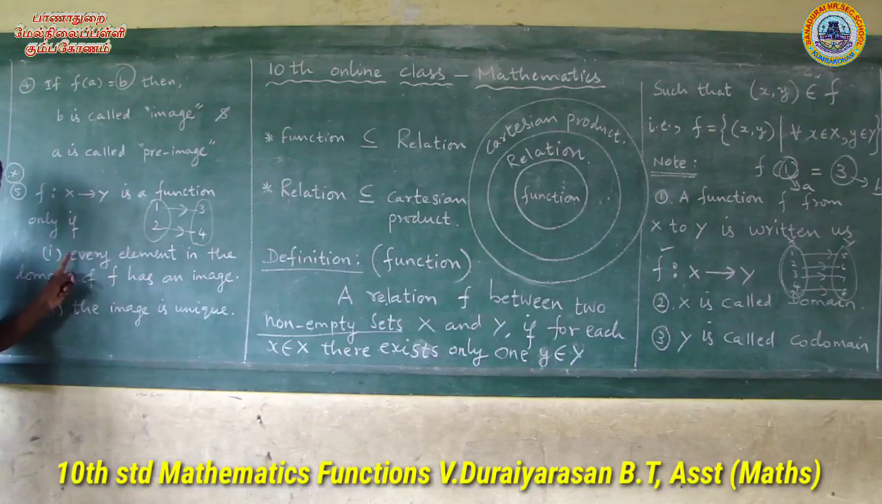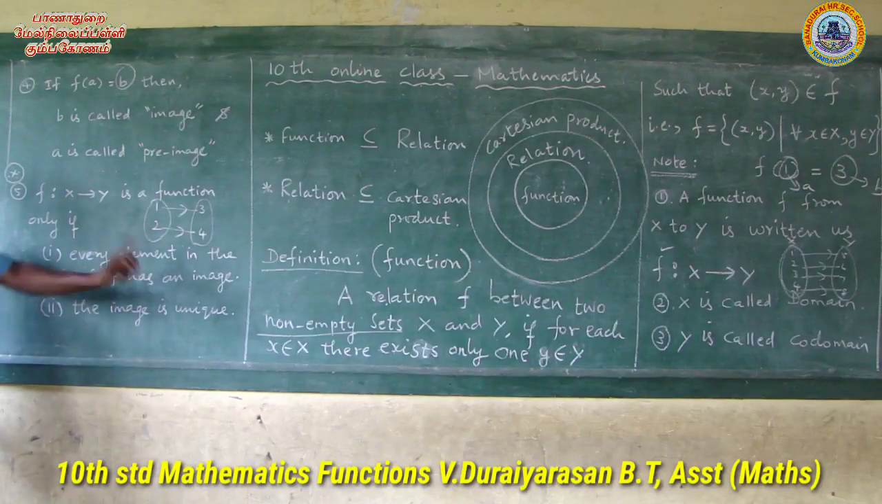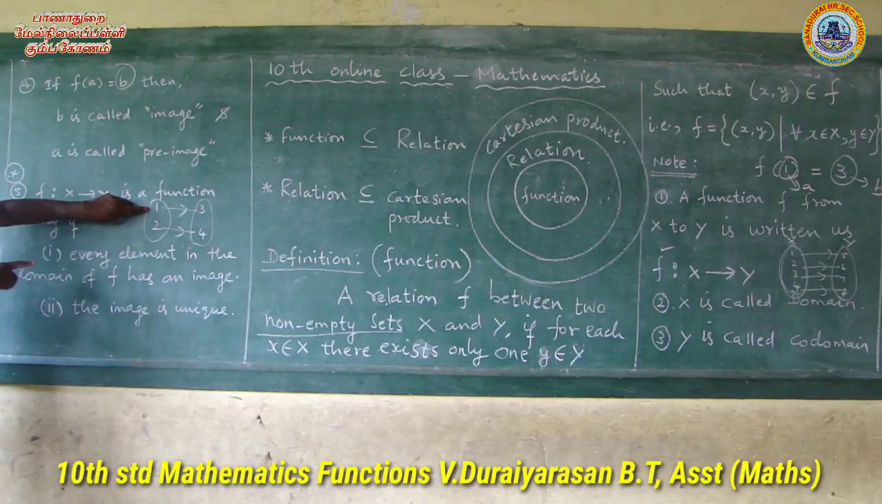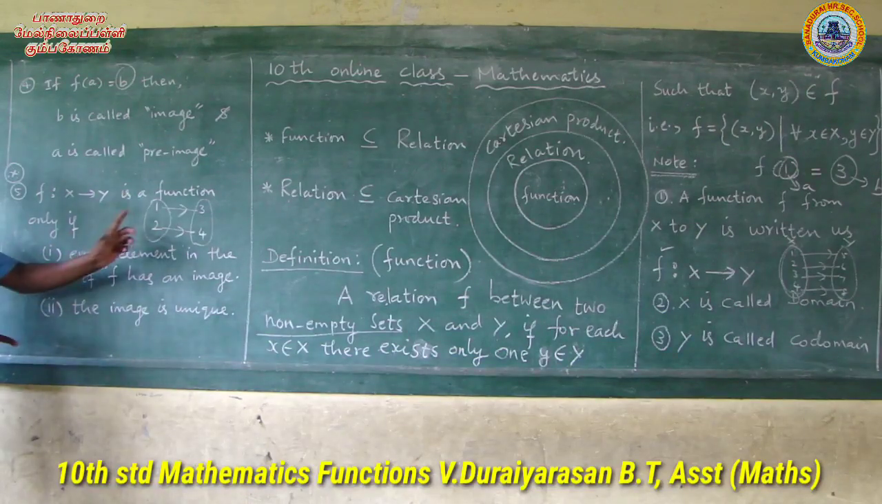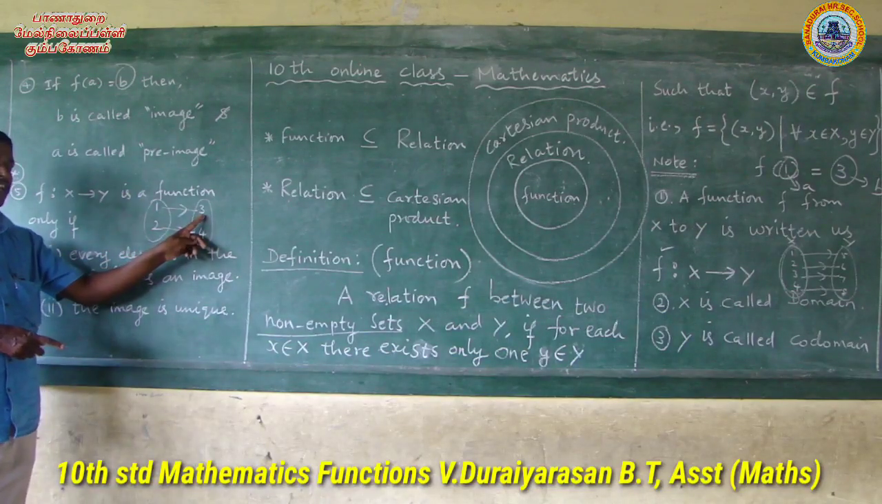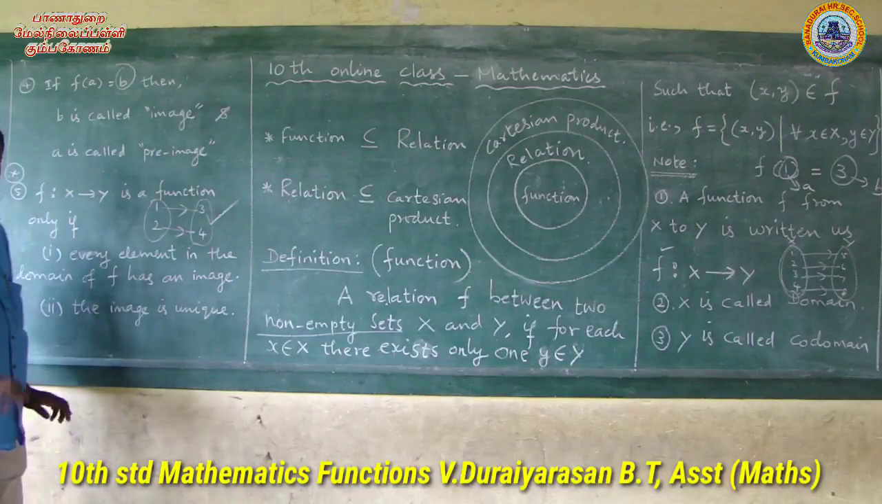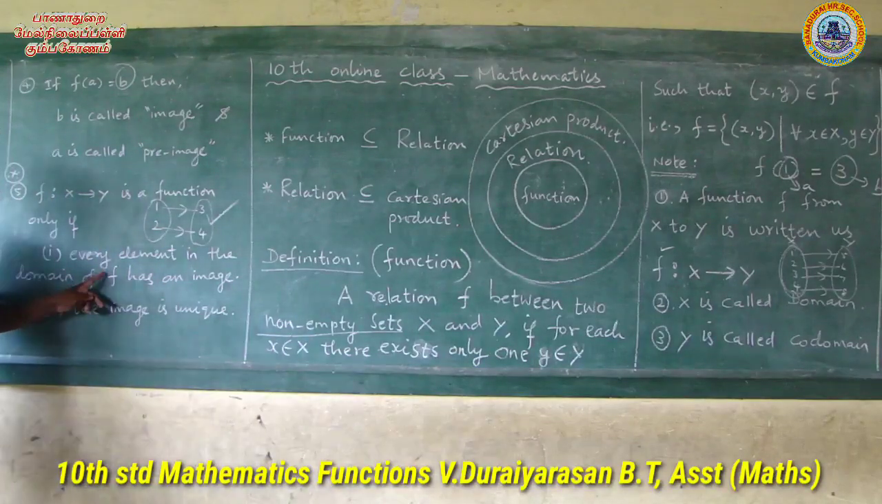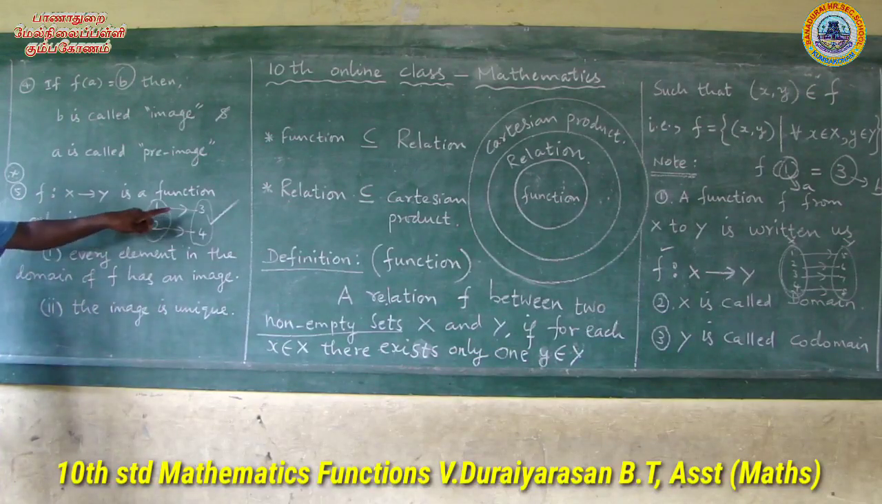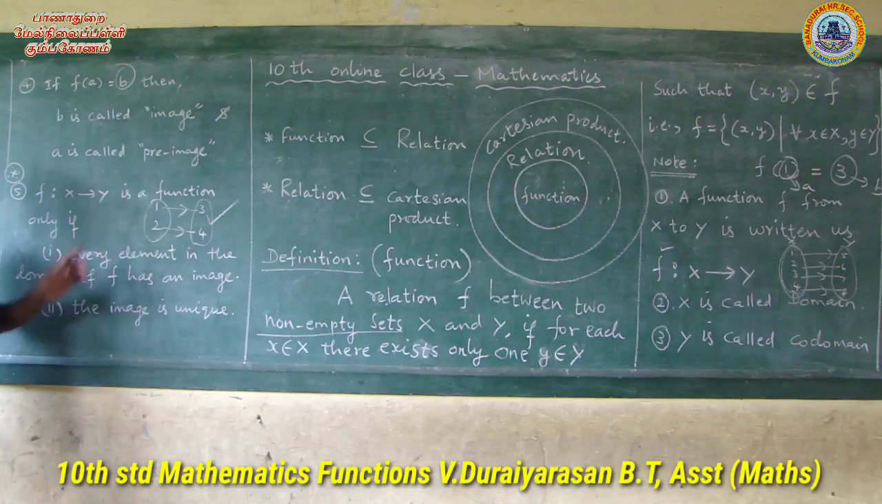It must satisfy the two statements. What is the first one? Every element in the domain of f has an image. What are the elements? Here, the domain's elements are 1 and 2. 1 has an image of 3, 2 has an image of 4. So, is this a function or not? Yes, it is a function. It satisfies the first condition, and it satisfies the other condition: the image is unique.